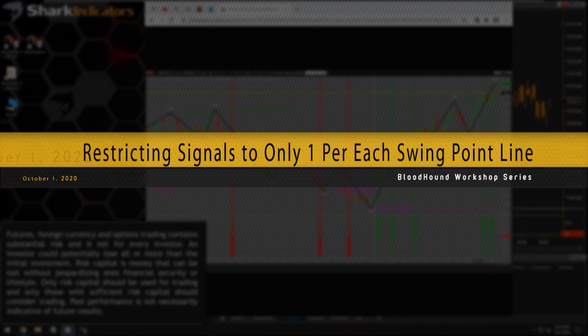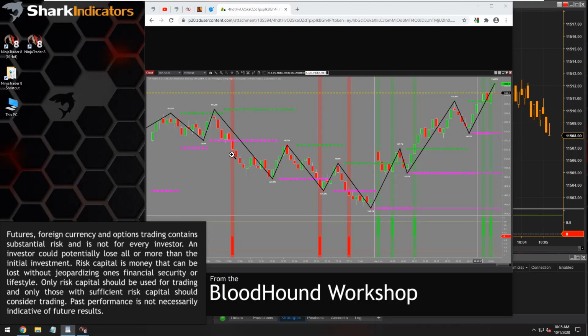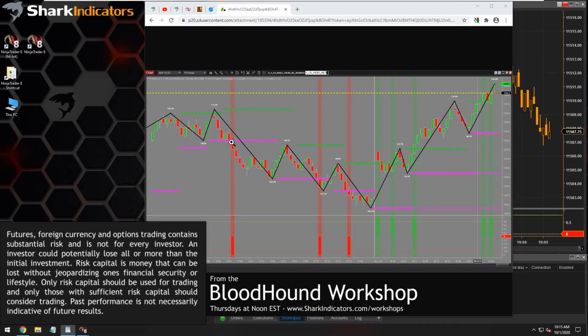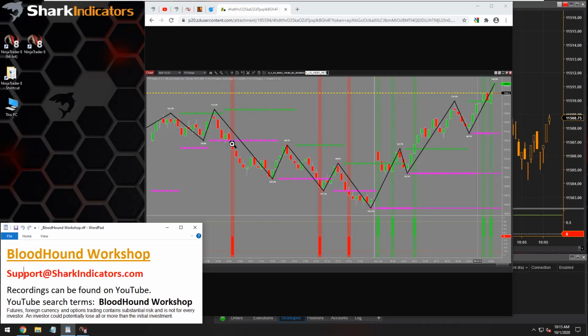This question is about blocking signals. Only the first signal after price breaks a swing point. We can see some signals here, and the short signals just happen to correlate with price breaking the swing low. We can see the magenta line here. Price had just broken below the magenta swing point line, and there happens to be a signal on that break.